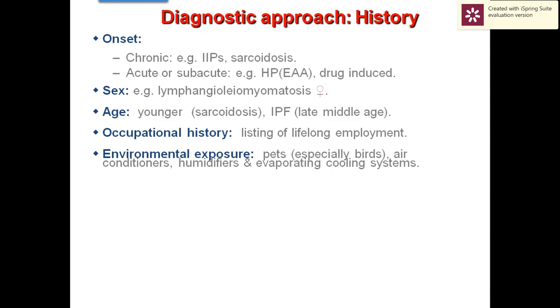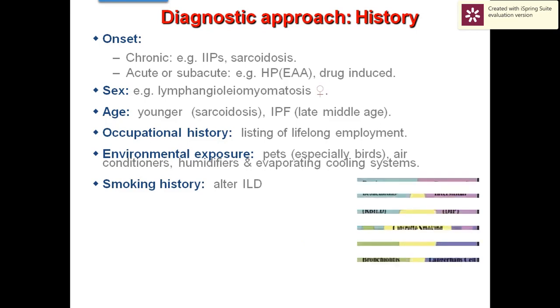Occupational history: people who work in cement, stone cutting, shipyards, all of them can develop interstitial lung disease. So occupational history is very important while you are taking a history. The environment, pet contact, humidifier, cooling system. Smoking history can alter interstitial lung disease, and it is one of the risks to develop idiopathic pulmonary fibrosis.